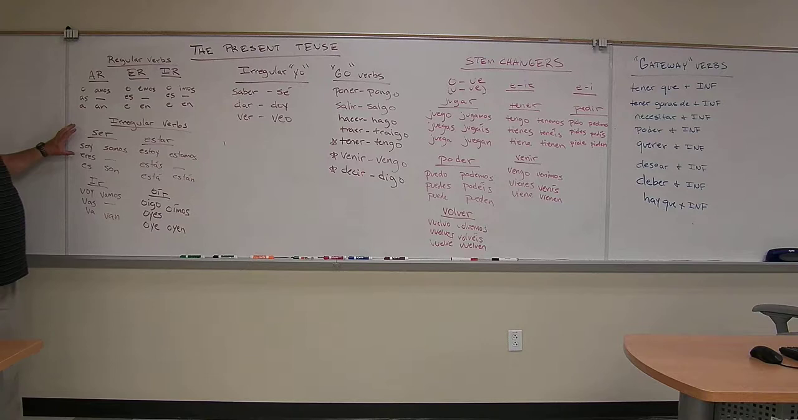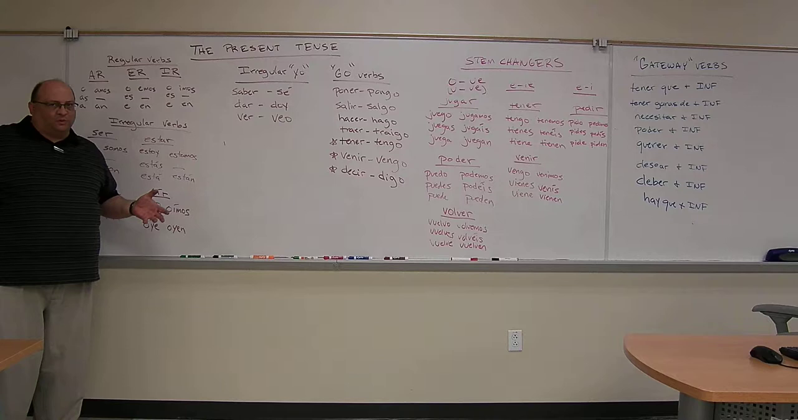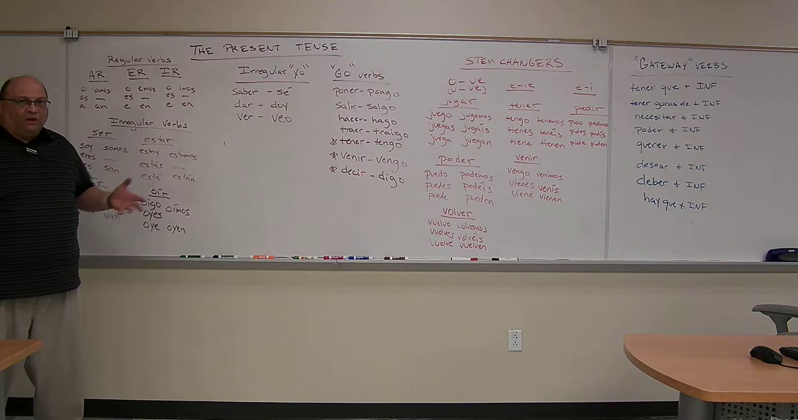Then we learned ir in chapter 4. Yo voy, tú vas, él va, nosotros vamos, vosotros vais, ellos van. Now we notice that this voy sometimes replaces the yo form, and there's a few verbs that do that, and we have to just memorize which ones those are. There's not really a pattern that tells us, it's just they do it, we learn it, we memorize it. So, ir is one of those.